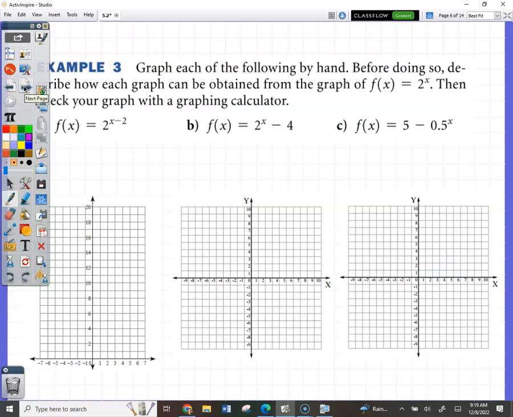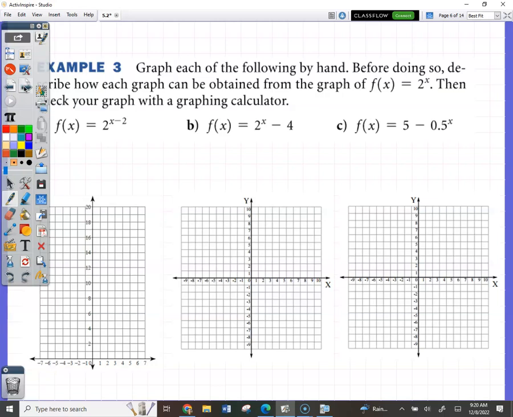Here are 3 exponential functions. It says, graph each of the following by hand. We're going to use our calculator. Before doing so, describe how it can be obtained from the mother function. This is the mother function right here.